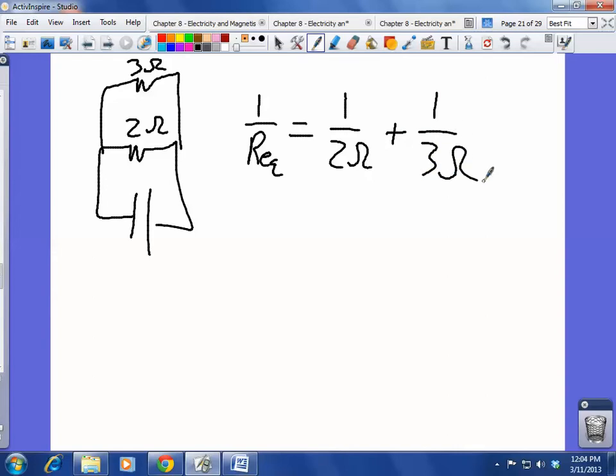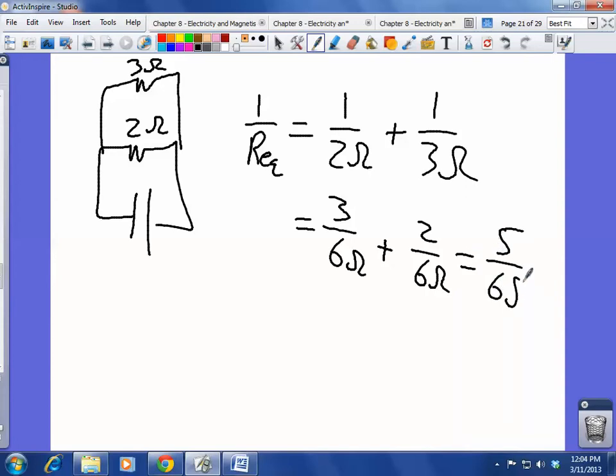Now, we can just add these together and then take the inverse, but really what I'd like you guys to try to start doing is use the lowest common denominator and do it by hand first as a way to check yourself. So in this case, what's our lowest common denominator? 6. So we have 3 over 6 ohms plus 2 over 6 ohms. It's going to be 5 over 6 ohms.